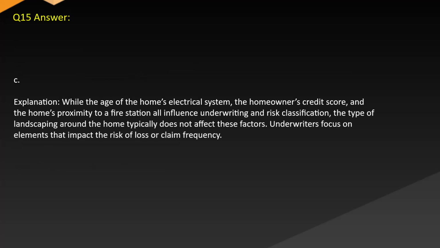Answer: C. Explanation: While the age of the home's electrical system, the homeowner's credit score, and the home's proximity to a fire station all influence underwriting and risk classification, the type of landscaping around the home typically does not affect these factors. Underwriters focus on elements that impact the risk of loss or claim frequency.